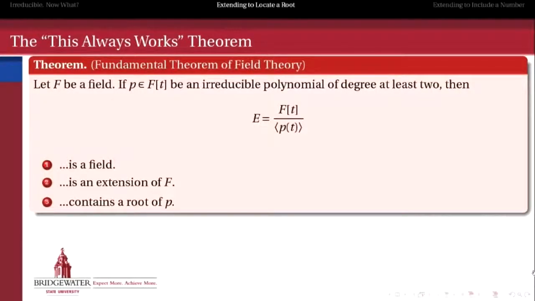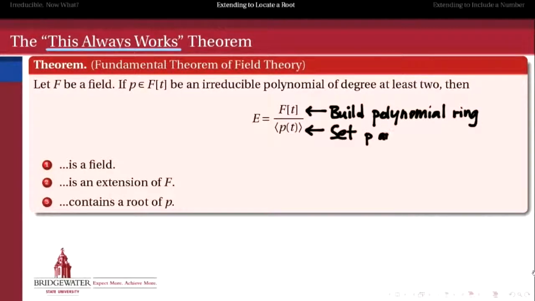So first is the "this always works" theorem for the quotient construction that we looked at in the previous video. And it says, if F is a field and P is an irreducible polynomial over F, that's at least quadratic, so we've got to do something interesting here. Then if I take the polynomial ring F adjoin T, and I take the quotient by the principal ideal generated by P, our irreducible polynomial, then the result is, first of all, always going to be a field. So again, this is the construction where we build the polynomial ring, and then we take the quotient by the principal ideal generated by P, which really just means that we're setting P and therefore all of its multiples equal to 0 in the quotient.